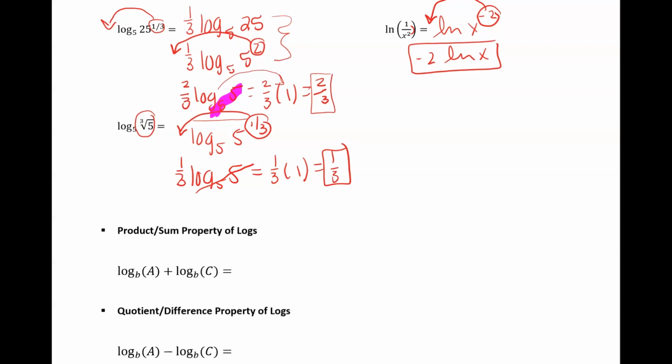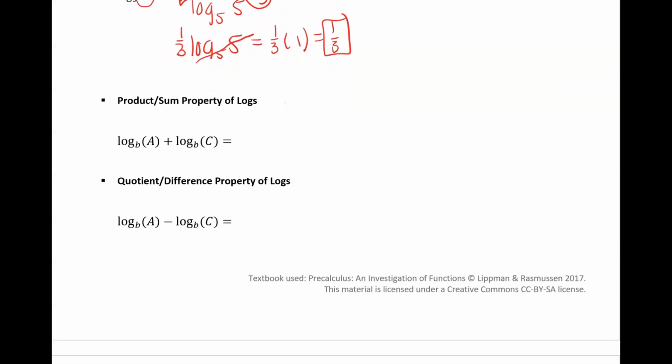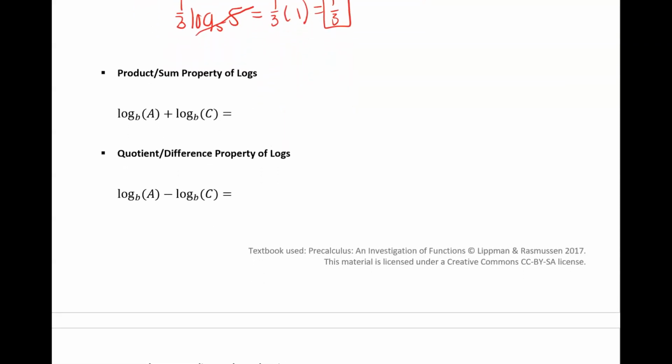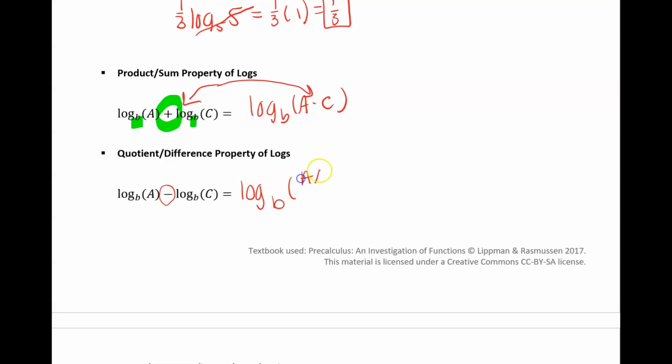The next property we're going to look at is the product or the sum property of logs. The product and sum property of logs says that if I have 2 logs of the same base b, and they're being added, I can condense that down and call that log base b, that's what they both had in common, of a times c. So this addition, when condensed down, now becomes multiplication. Then when I go to quotient and difference, it's a similar process. They're both log base b, and we're just subtracting the same logs, so that would be the same thing as log base b of a divided by c.